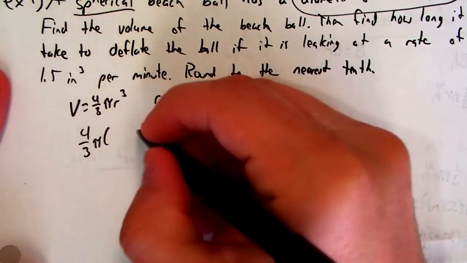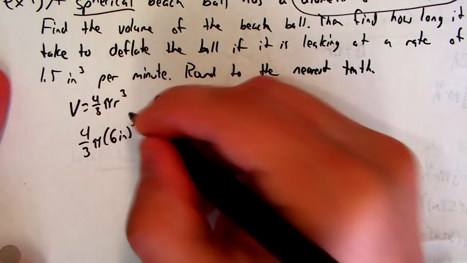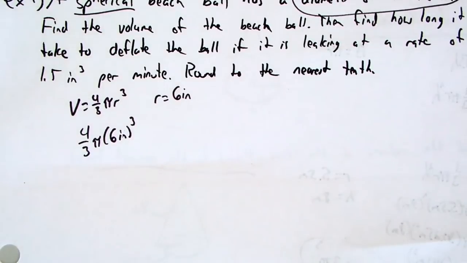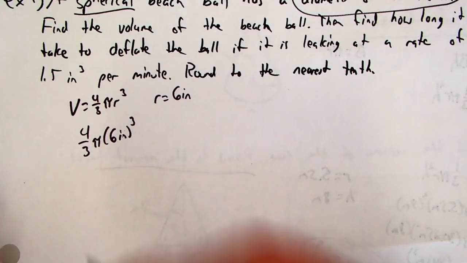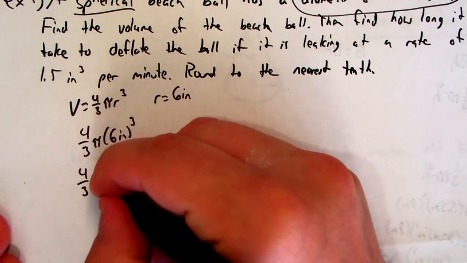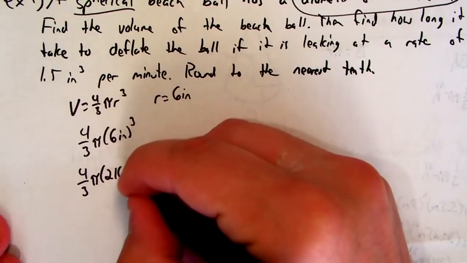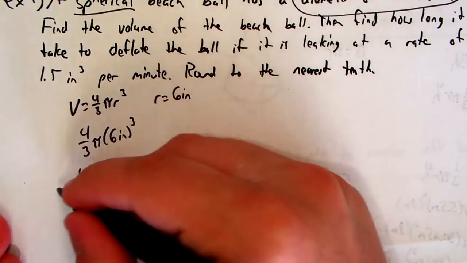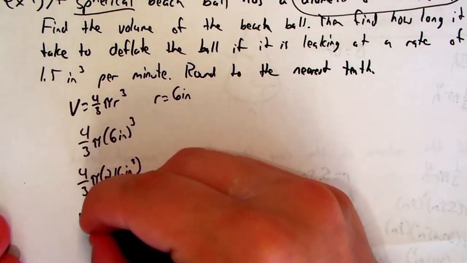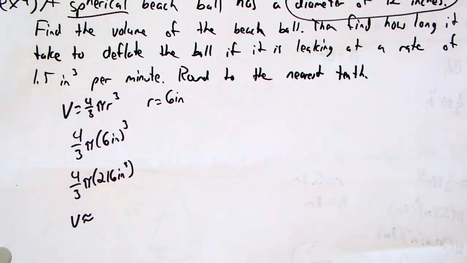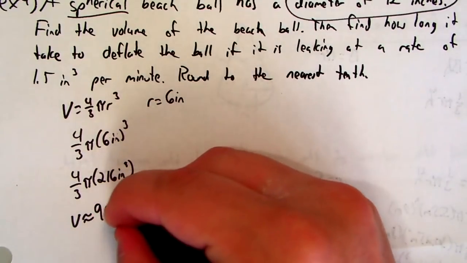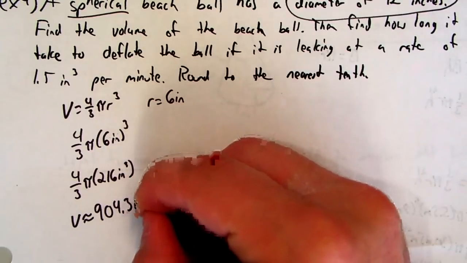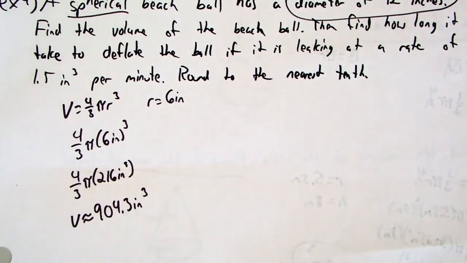4/3 pi, 6 inches cubed. So 6 cubed, or 6 times 6 times 6, is 216. And if I simplify all of this, so the volume, again, we're going to make an about number, is going to be 904.3 cubic inches. Again, that's an about number.